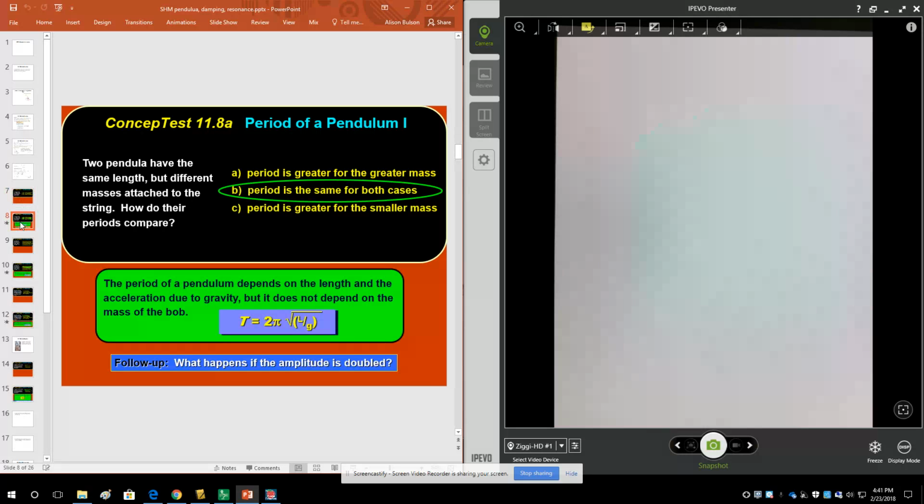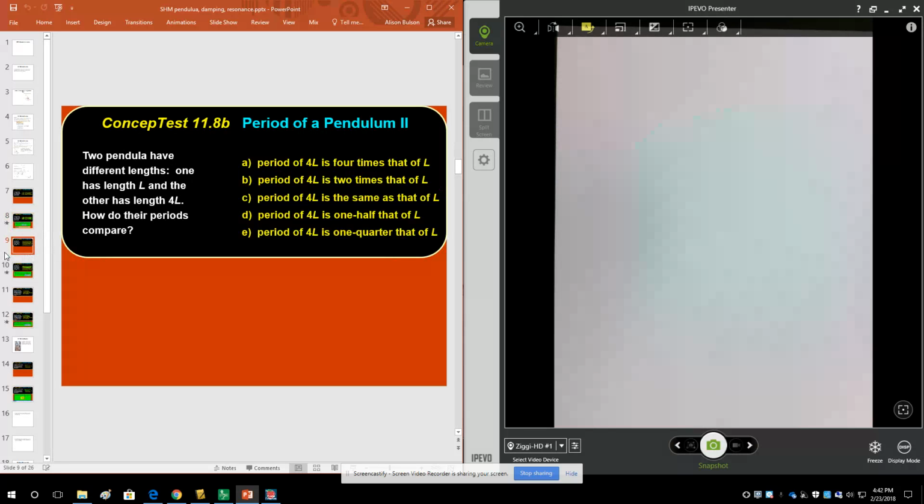So it's really surprising, but the mass attached to the end of the string does not influence the period of the pendulum. The follow-up question is, what happens if the amplitude is doubled? And again, surprisingly, amplitude does not affect the period. So the only things that affect the period are the length of the string and acceleration due to gravity.